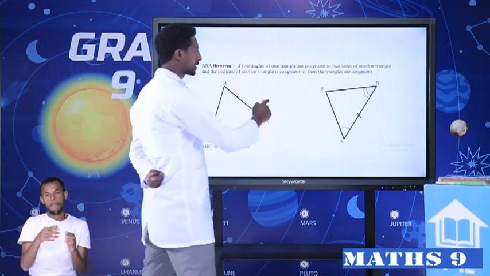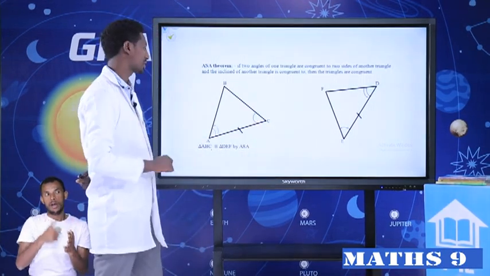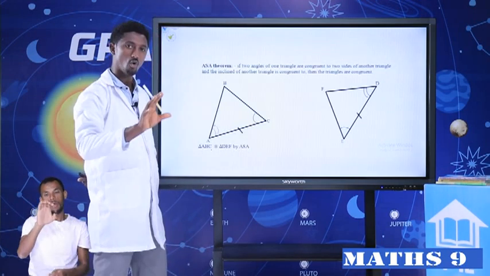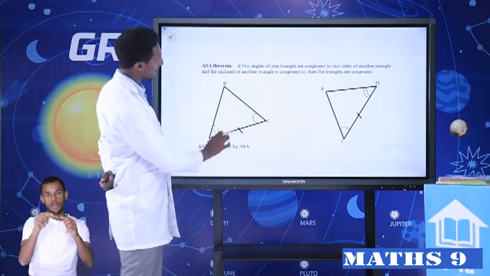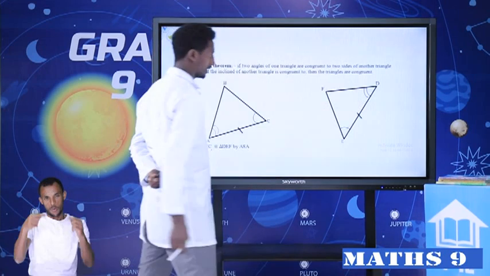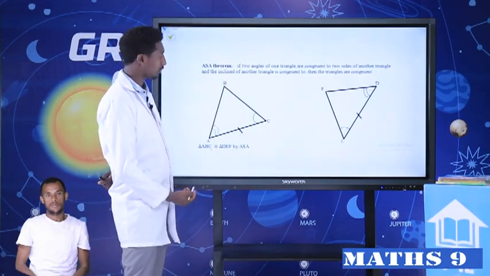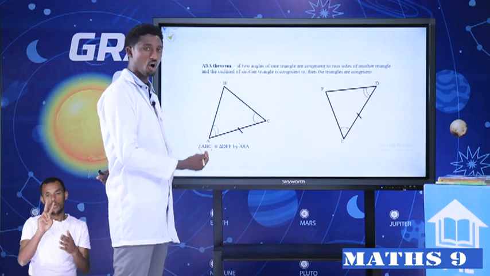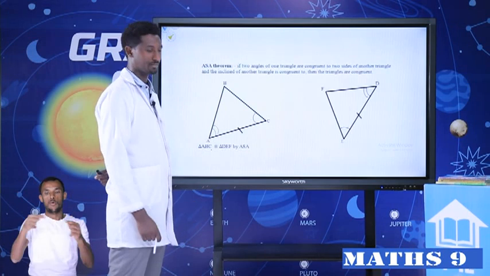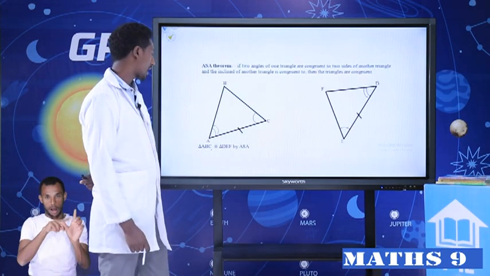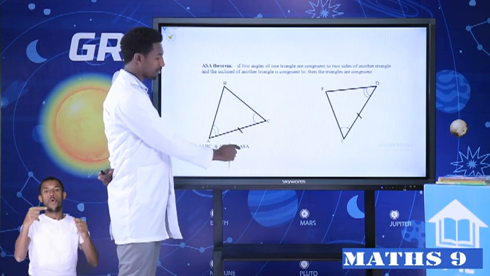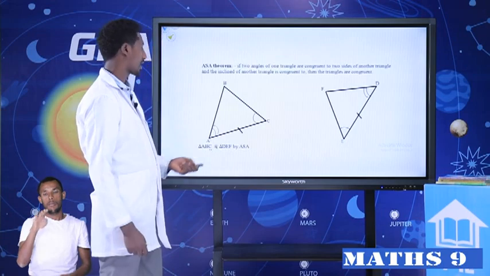Here we have the same sign. It implies they have the same measure. And angle C is congruent to angle E. So we have two congruent angles, and the included side, AC, is congruent to DE. Therefore, these two triangles are congruent by the angle-side-angle congruency theorem. So ABC is congruent to DEF by the angle-side-angle congruency theorem.